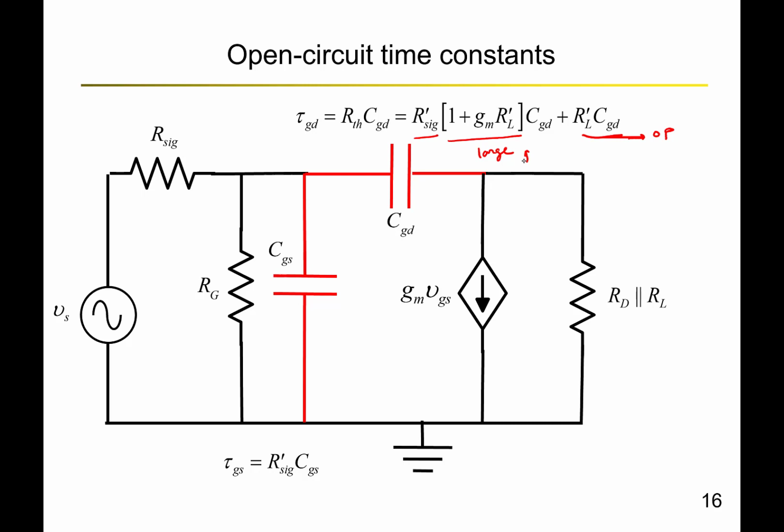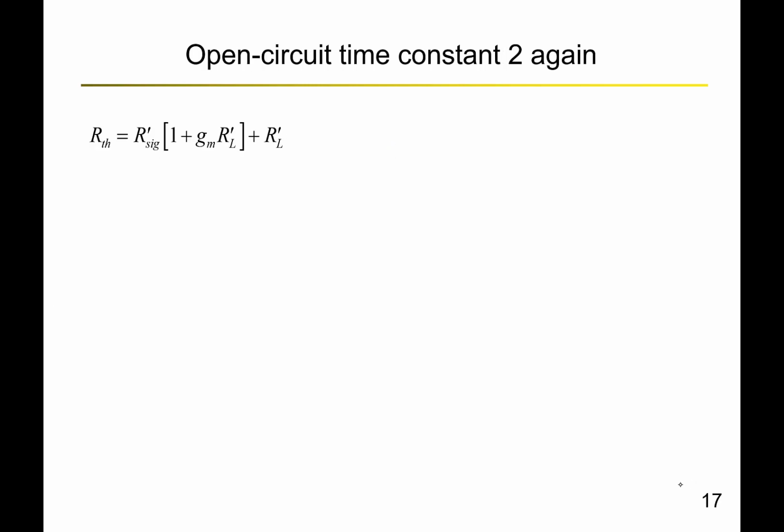Also note that you can see effectively that CGD looks like a much bigger capacitance, that is 1 plus midband gain times CGD. This effective multiplication of the capacitance is called the Miller effect, which is the next section. Okay, so let's look into this in a little more detail. So the Thevenin equivalent can be written as R signal dash times 1 plus the midband gain plus RL dash. So we can rearrange this and basically put it into the form 1 plus midband gain times CGD.